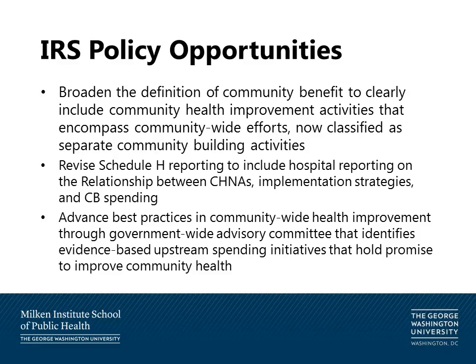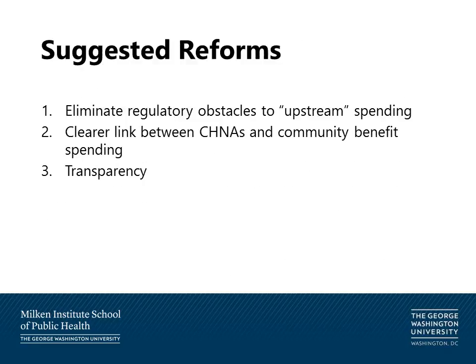upstream spending. So then, of course, the suggested reforms become the elimination of regulatory obstacles to upstream spending, a clearer link between the needs assessments and the community benefit spending, and finally the issue that Maureen talked about, which was the transparency, not only from the IRS policymaking point of view, but through things like the online resource that can give communities more of a real-time sense of community benefit spending.